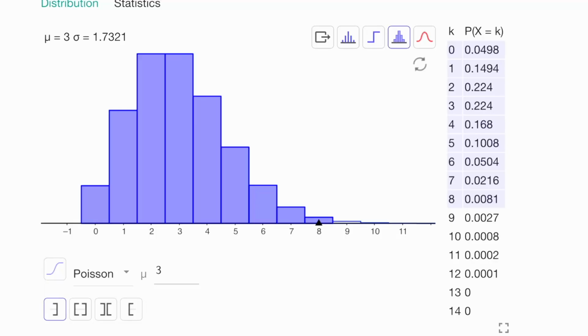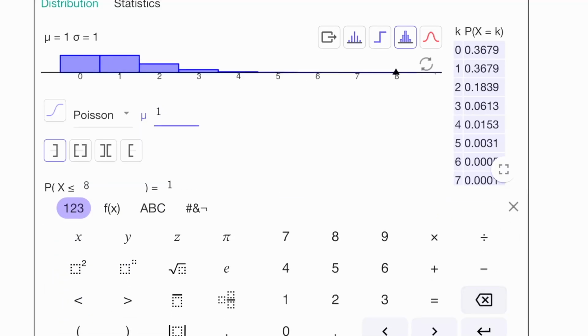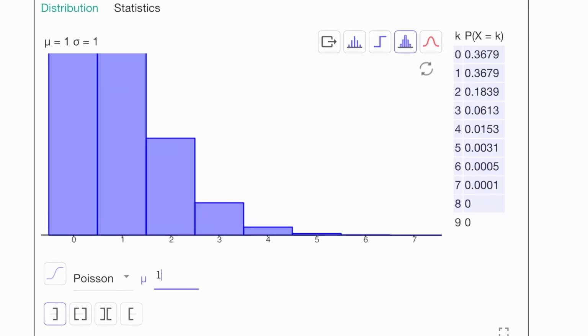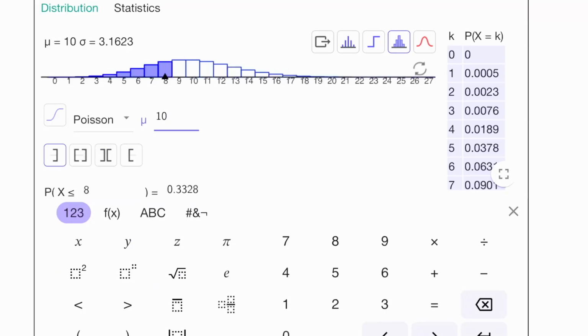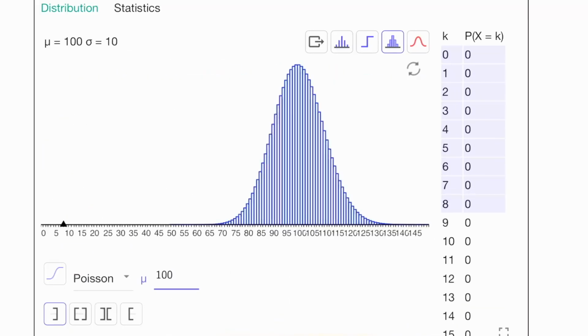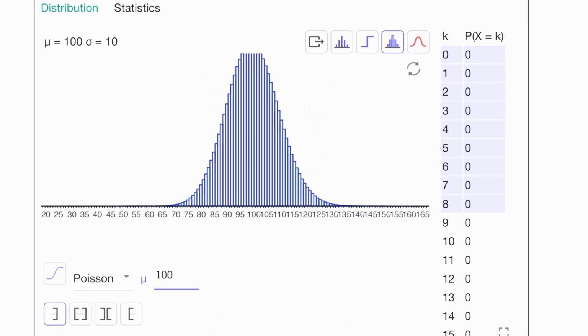I'm sure I'll probably talk about this later, but you can see that when mu is small, so for instance, if I set mu equal to 1, my rate parameter 1, I expect 1 car to come every hour. It looks very left skewed, but once I make it larger, it's going to start looking more like a normal distribution, like you can see here when I set it to 100 cars an hour.